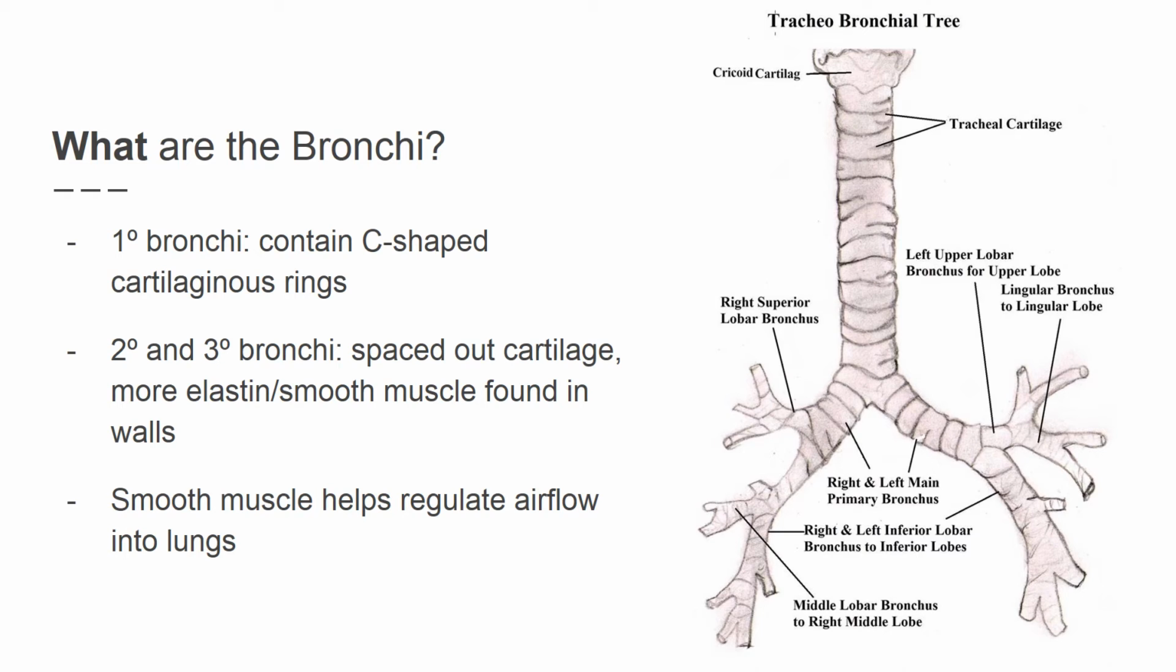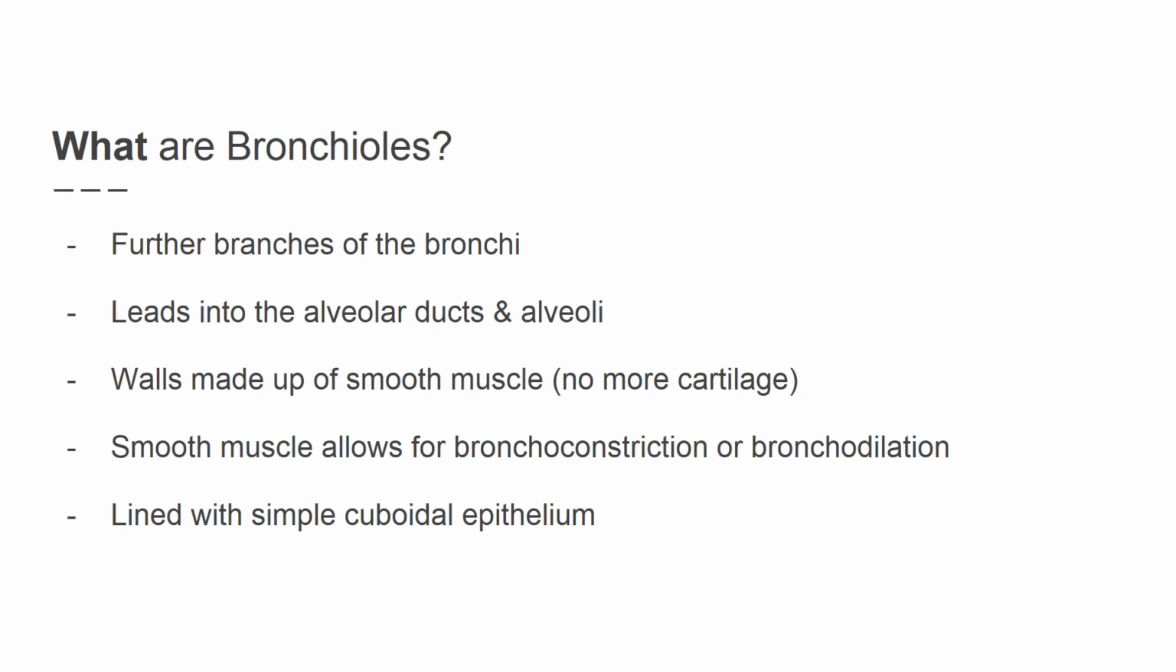The primary bronchi are made of C-shaped cartilaginous rings, and as you go down into the secondary and tertiary bronchi, there's less cartilage and more smooth muscle in the walls. This smooth muscle can constrict or dilate to regulate the amount of airflow in the lungs.